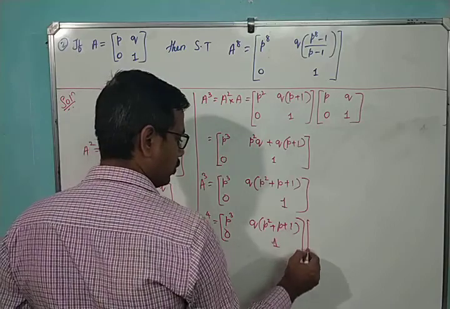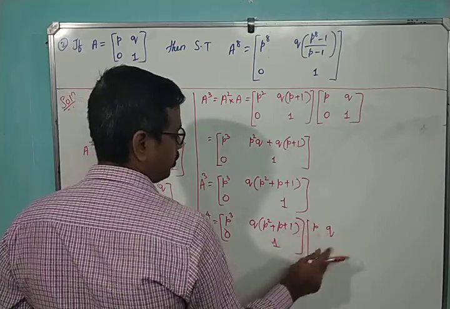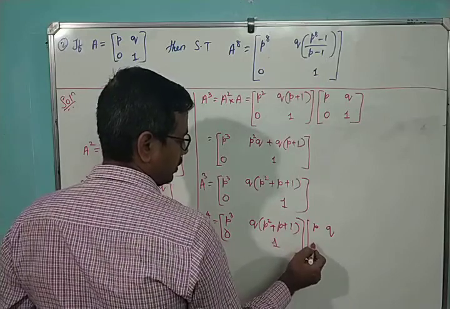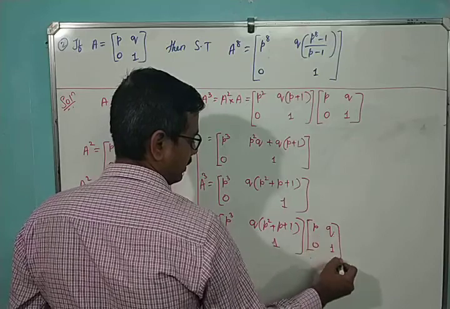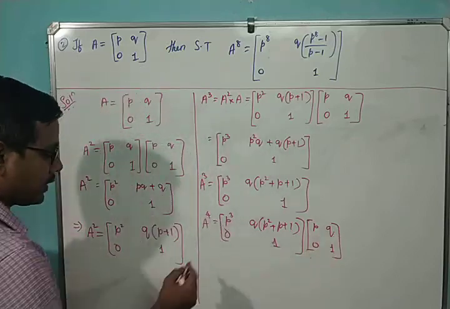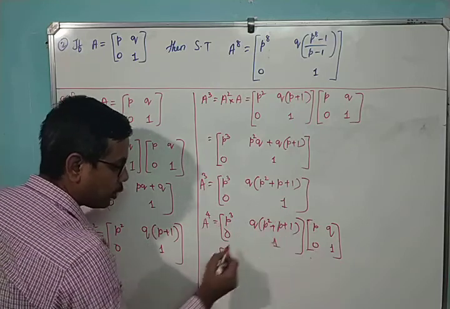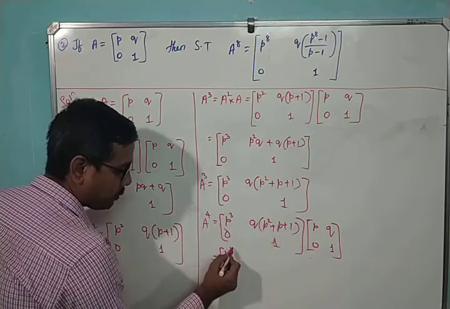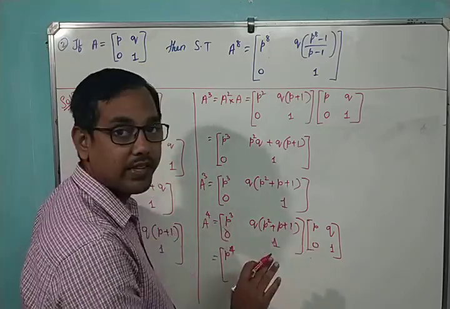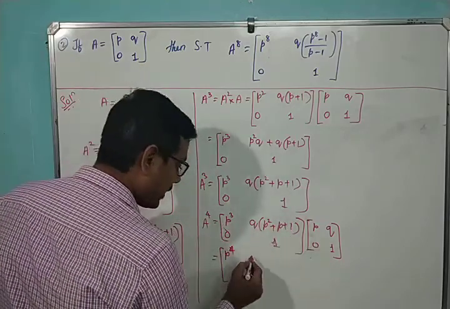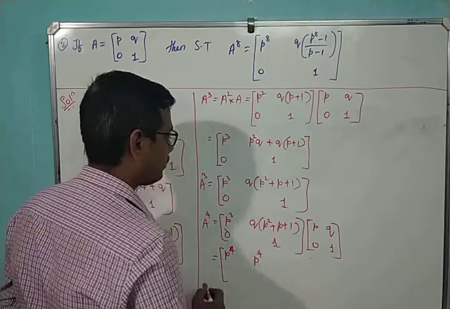Into, what is A? P, Q, 0, 1. This is A. This can be written as P cube into P, P to the power 4, right? Then this into 0 will be 0. Now P cube into P, P to the power 4, right?